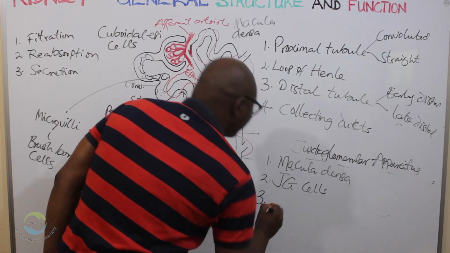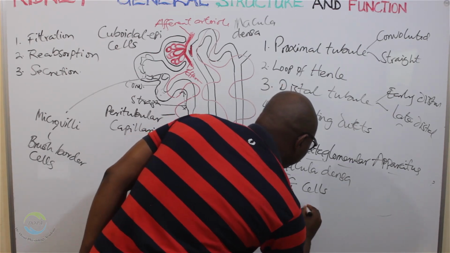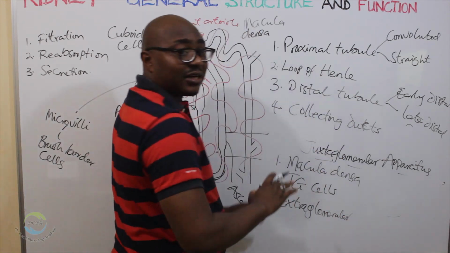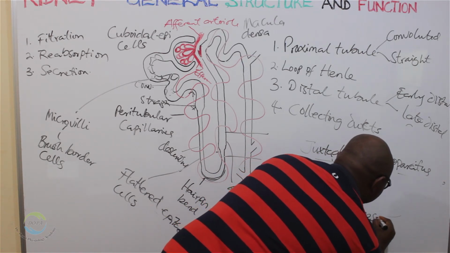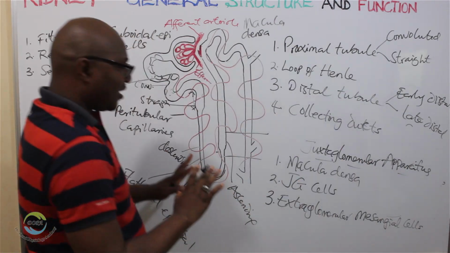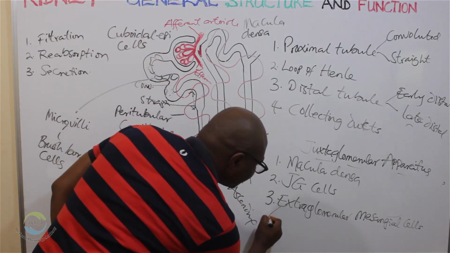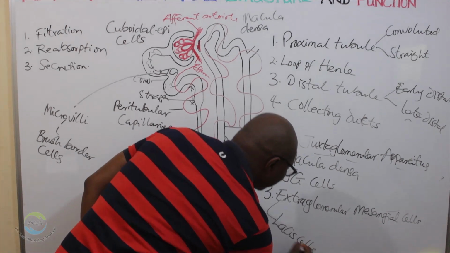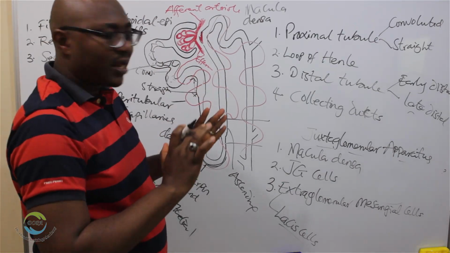Then 3, we now have what is known as extraglomerular mesangial cells. Look at it, mesangial. Extraglomerular mesangial cells. They have a second name. They are also known as lacis cells. So these 3 together is known as the juxtaglomerular apparatus.